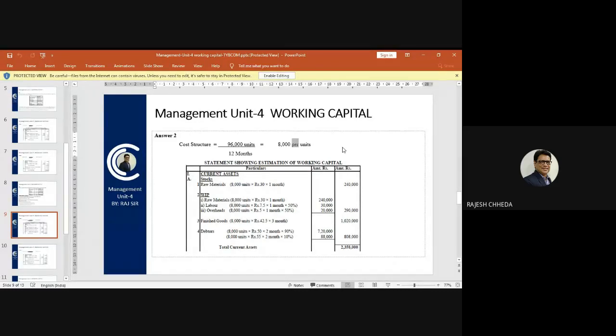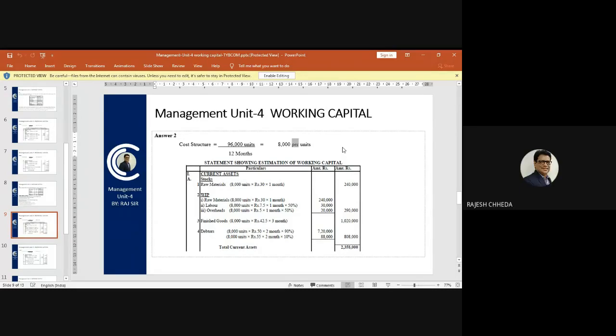You need to be very clear why I am doing 50%, because this is WIP, half the material is produced and half the process is remaining. So as an accountant, it's my fair assumption that on an average, 50% of the cost will be required. So 8,000 into 7.5 into 1 month into 50%. Is it clear to everyone? Yes, sir.